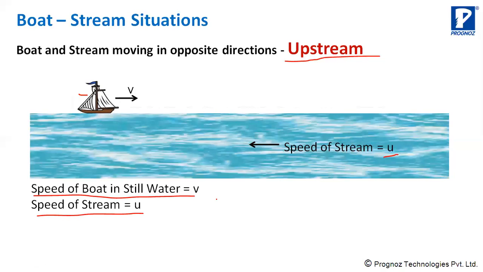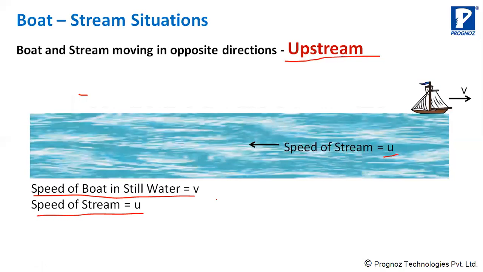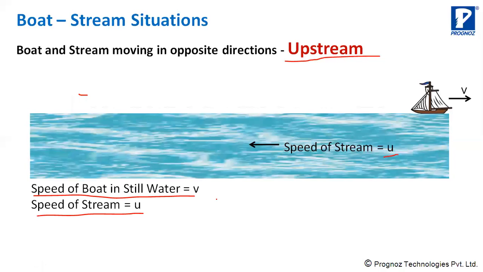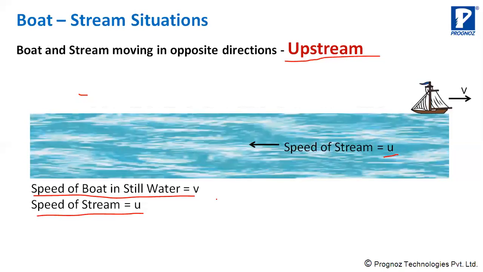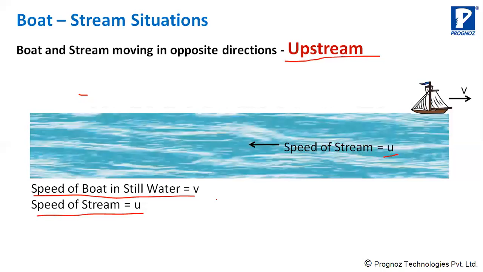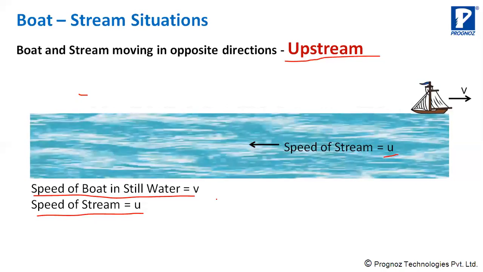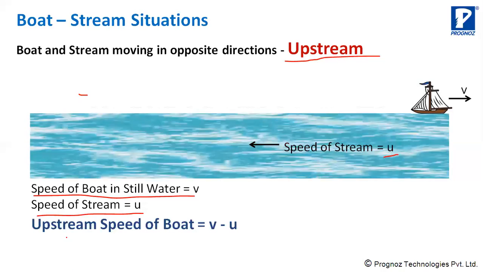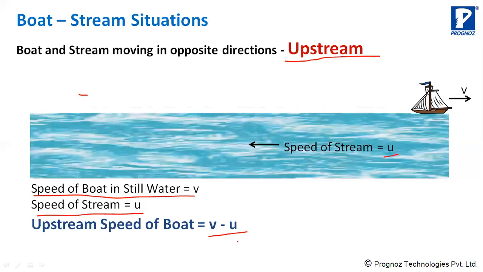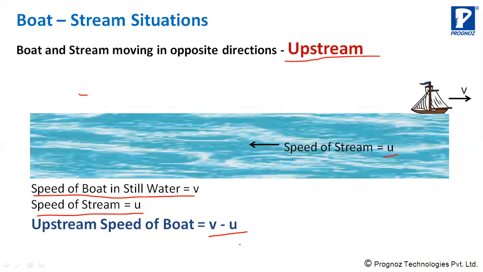Now boat travels to the other end. Here if you see, since the stream is in the opposite direction of the direction of the boat, there will be resistance, with which the boat speed will be lesser than v, the actual speed of the boat, because of the opposite force being given by the stream. And in this case, what we find is upstream speed of boat is equal to v minus u. Downstream speed of the boat, v plus u. Upstream speed of the boat, v minus u. This is important to be understood.